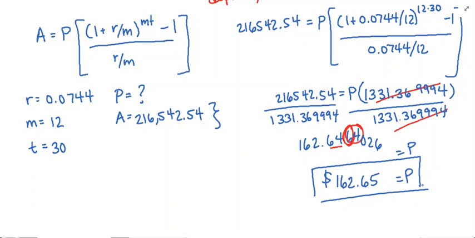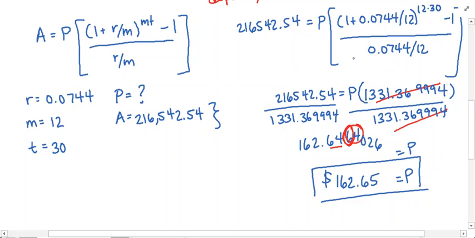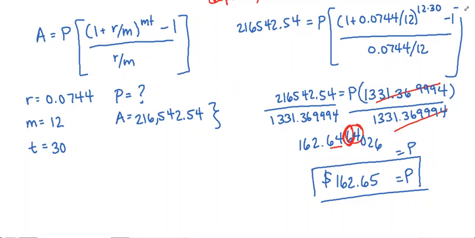And so this amount that we got, $162.65, is more than $100. It seems about right. It seems like this is a reasonable amount to have to contribute every month for the first 30 years. All right. So we are done with present value of an annuity. And we're going to move on and start talking about amortization.